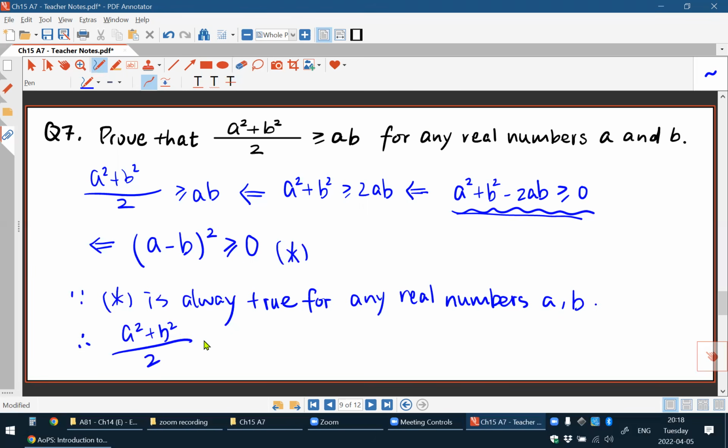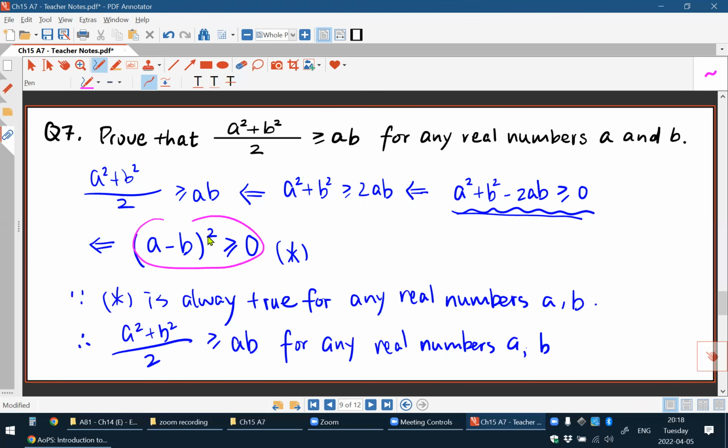Therefore, we have (a squared plus b squared)/2 greater than or equal to the product ab for any real numbers a and b. Okay, do you understand the logic? Because this one is always correct. If this one is correct, then this one is correct. If this one is correct, then this one is correct, right? Then we can prove this statement is always true for any real numbers a and b. Can you follow me? Okay, let me know if you finished. Then we can move to the next one.